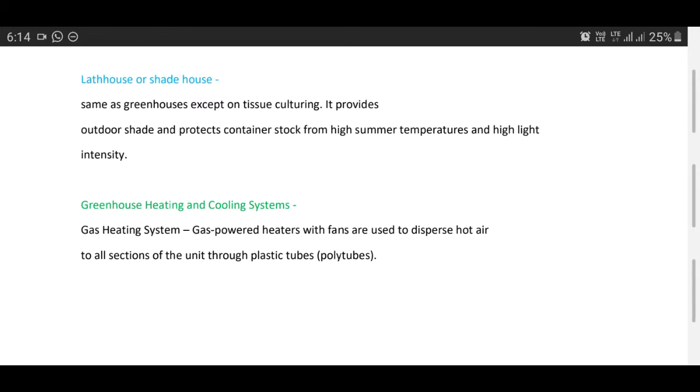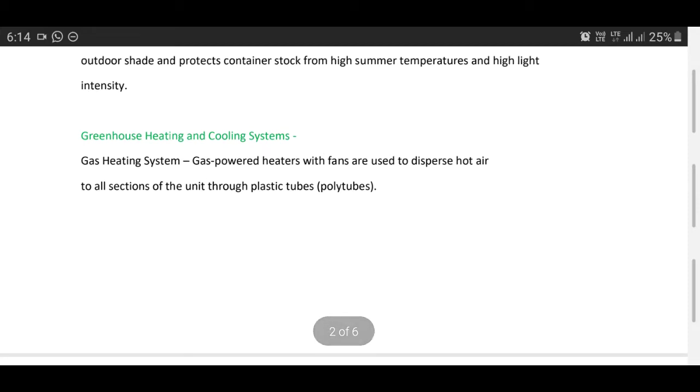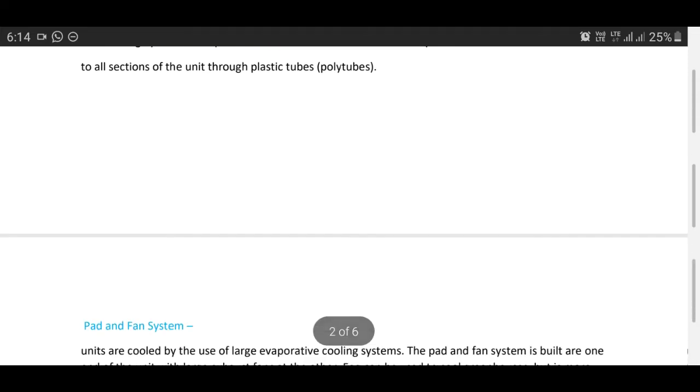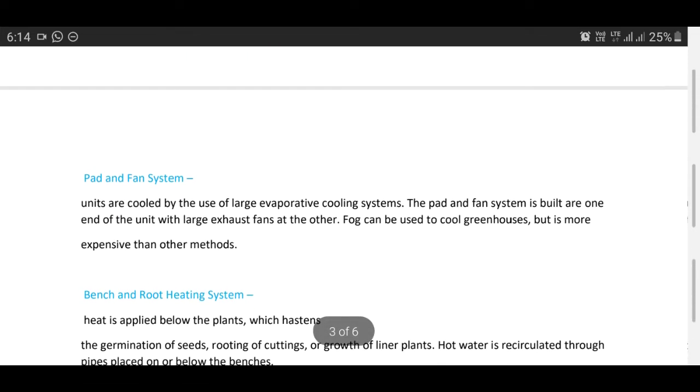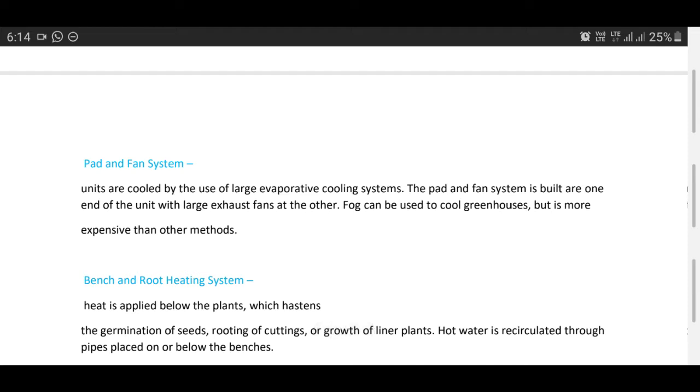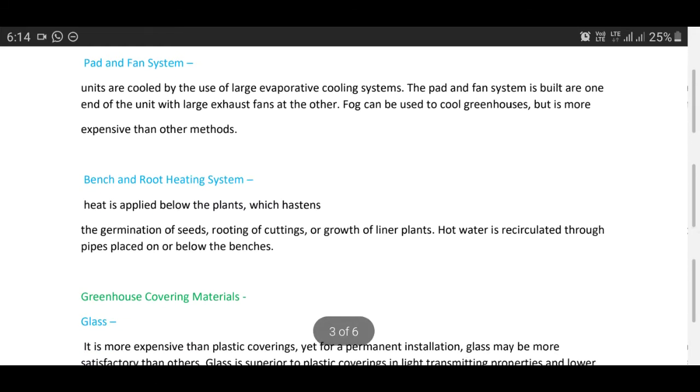Greenhouse heating and cooling system. Gas heating system. Gas powered heaters with fans are used to dispense hot air to all sections of the unit through plastic tubes, that is called polytubes. Pad and fan system. Units are cooled by the use of large evaporative cooling systems. The pad and fan system is built at one end of the unit with large exhaust fans at the other. Fog can be used to cool greenhouses but is more expensive than other methods.